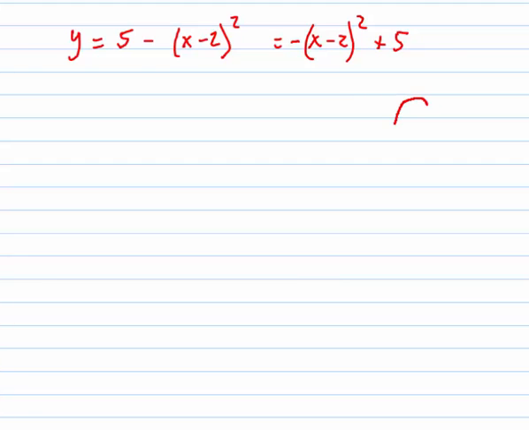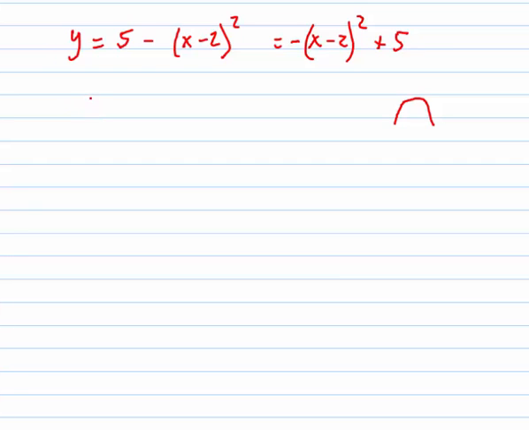Let's do a third one, but this time we'll let it go the opposite direction. We'll let it go down. So we'll say 5 minus x minus 2 quantity squared, or that can be written as negative x minus 2 quantity squared plus 5, either way. And so this one's going to go down because as x gets large, this becomes all negative.